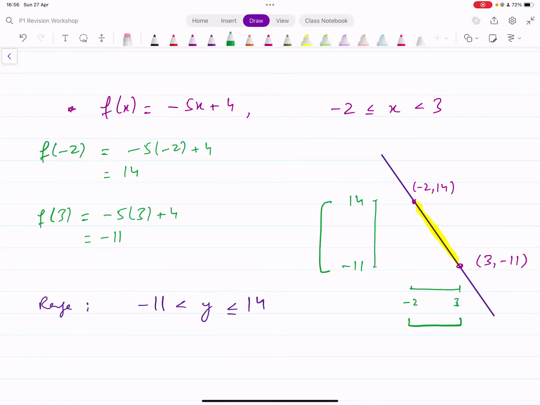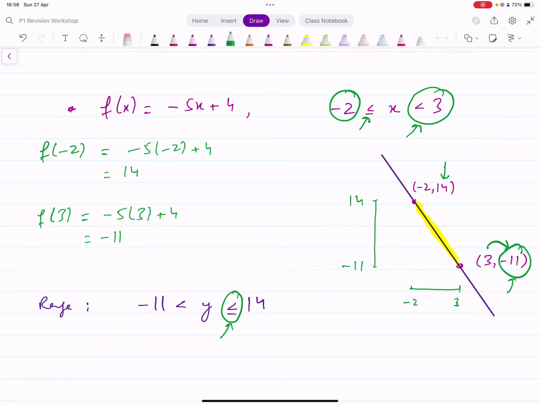So what's the range of the graph? The range of the graph is from minus 11 to 14. But now again, you've got to think about the inequality signs as well. Minus 2 has an equal to sign with this. What's the corresponding value for minus 2? That's 14. The corresponding y value for minus 2, that's 14. So on the vertical axis, on the y-axis, the range is also going to have an equal to sign with 14. The domain does not have an equal to sign with 3 there. So the corresponding value for 3, that's minus 11. Minus 11 is not going to have the equal to sign here as well.